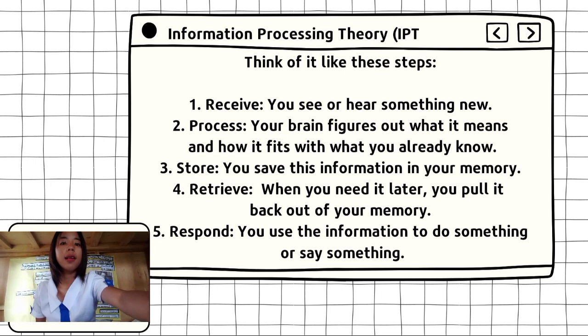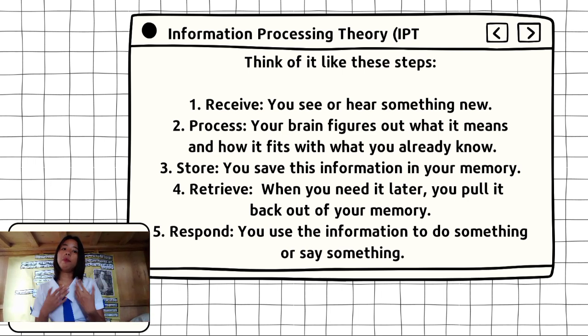Then, second step is process. Your brain figures out what it means and how it fits with what you already know. So, third step is store. You save this information in your memory. So, kanang information na imo nang i-save na sa imong memory, then mo proceed na ka sa next step, which is ang retrieve. So, when you need it later, you pull that information back out of your memory.